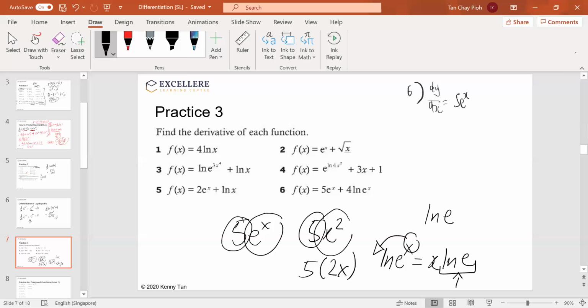Okay. So ln e equals 1. And then so I get x for 4x.